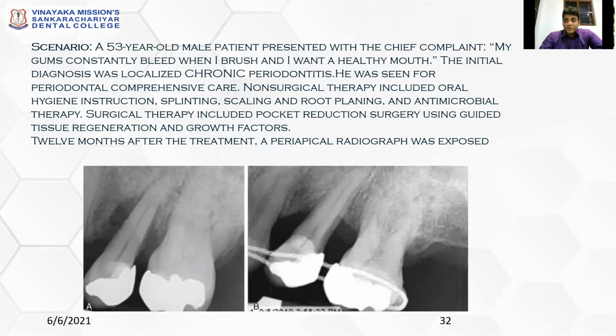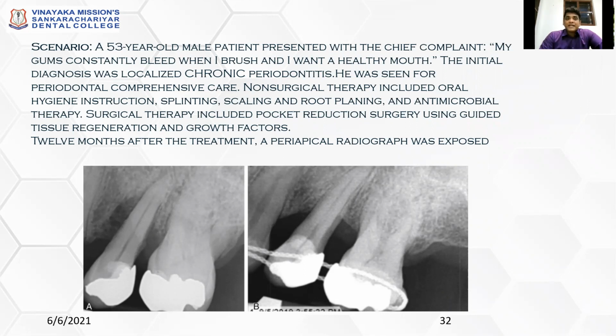Finally, a clinical scenario to end with. Here, a 53-year-old male patient presents with the chief complaint of bleeding gums while brushing, and he wants a clean and healthy mouth. The initial diagnosis was localized chronic periodontitis. He was seen for comprehensive periodontal care: non-surgical periodontal therapy including oral hygiene instruction, splinting, scaling, and root planing was done. Antimicrobial therapy in the form of local drug delivery was prescribed.